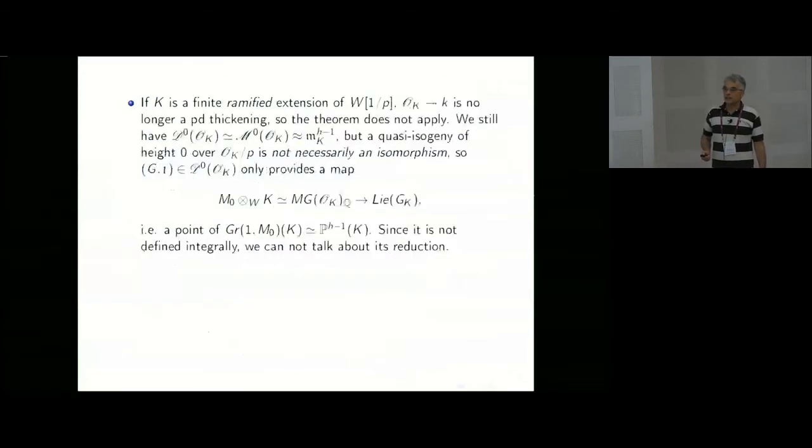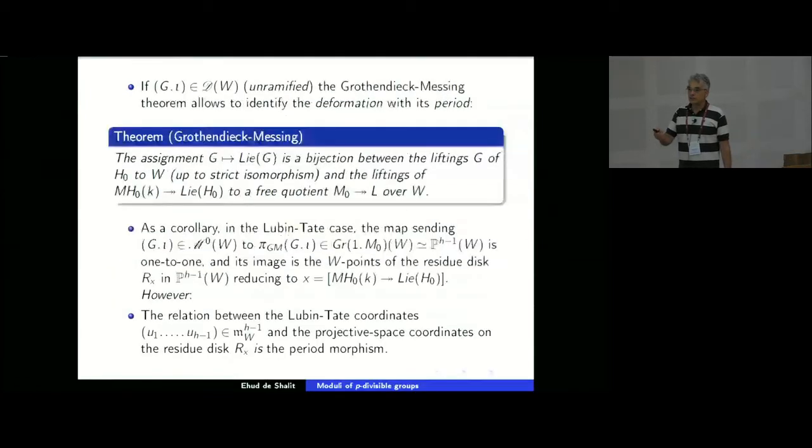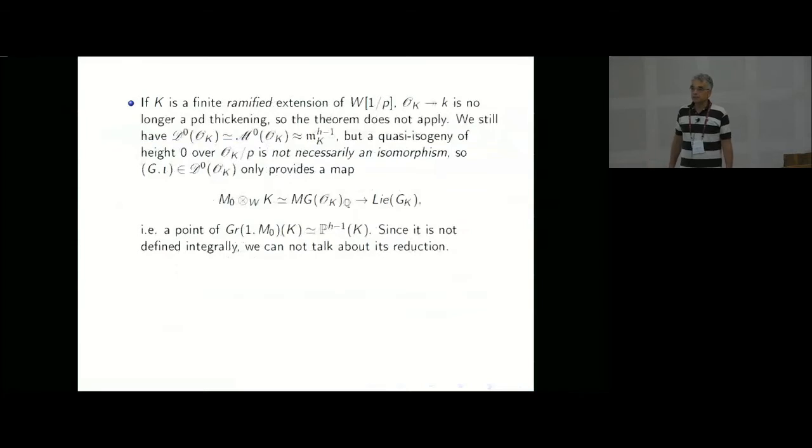And in fact, if K is already a finite ramified extension of W(k) over p, then O_K to little k is no longer a divided power thickening. It's a nilpotent thickening, but with no divided powers because of the ramification. So the theorem of Grothendieck and Messing that I quoted here does not apply.